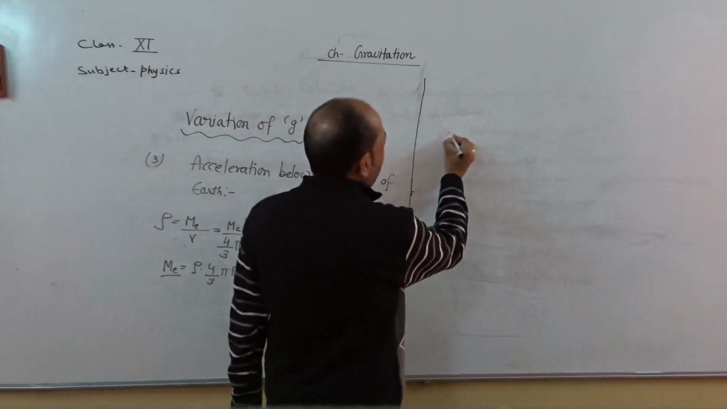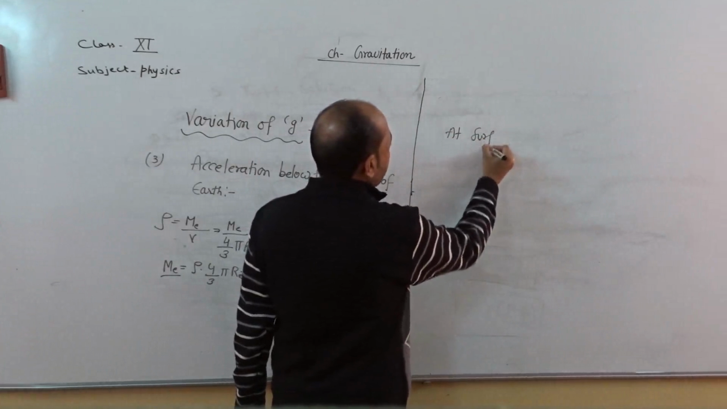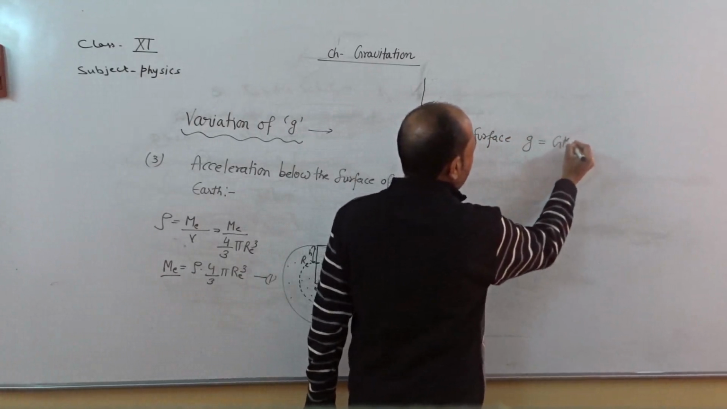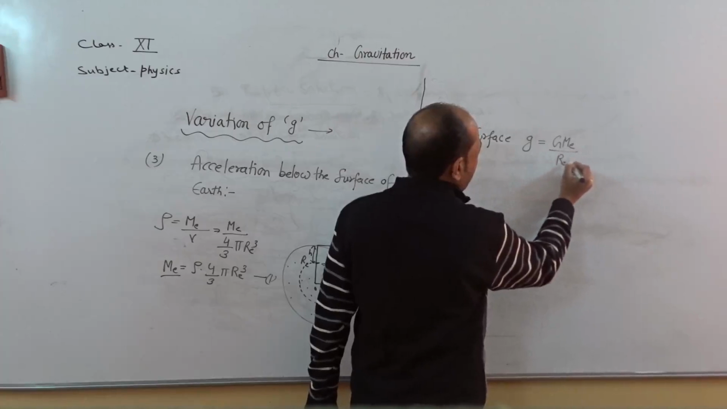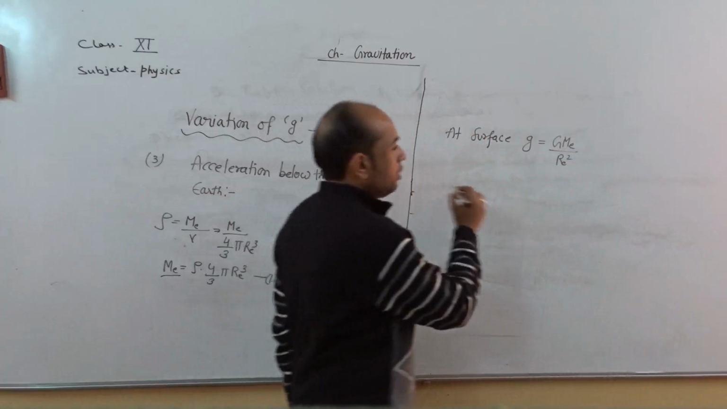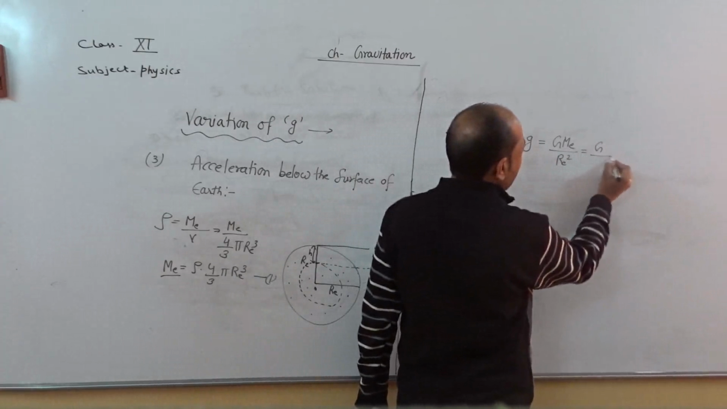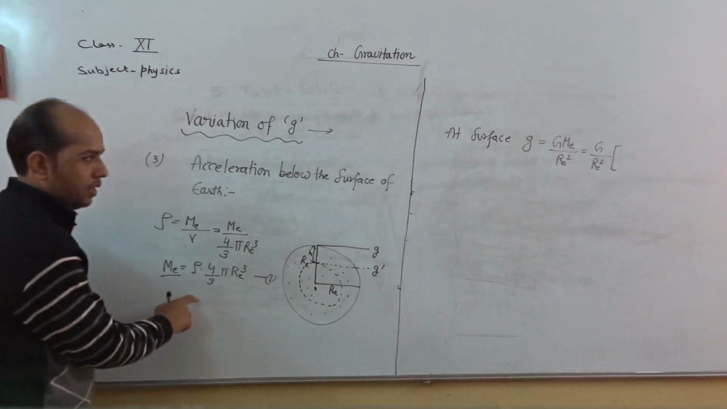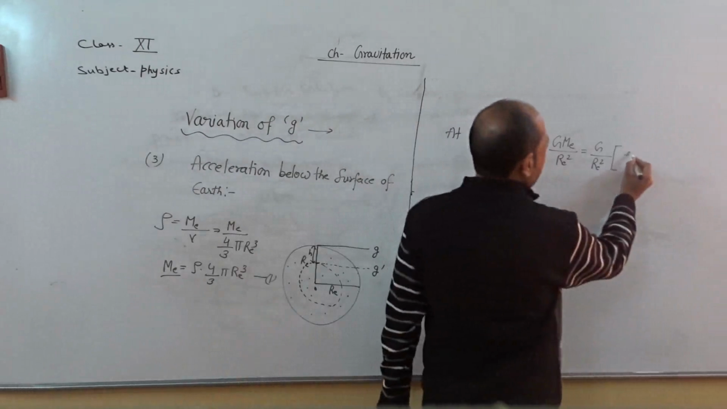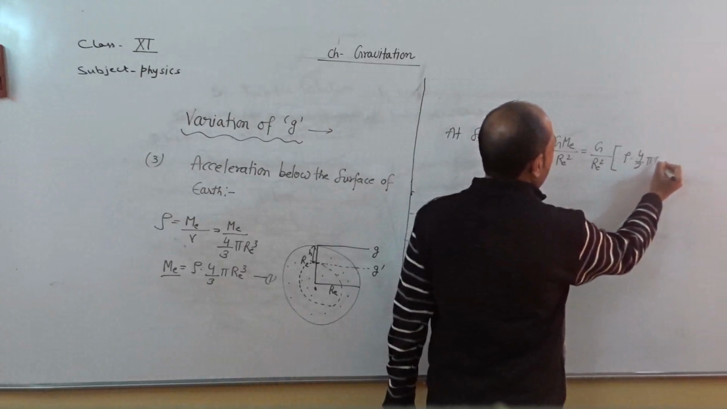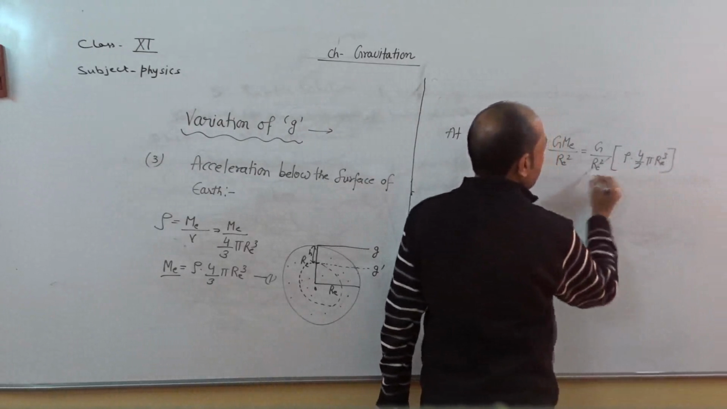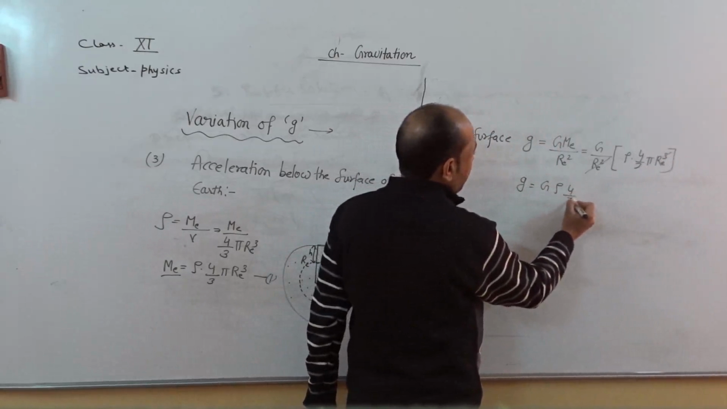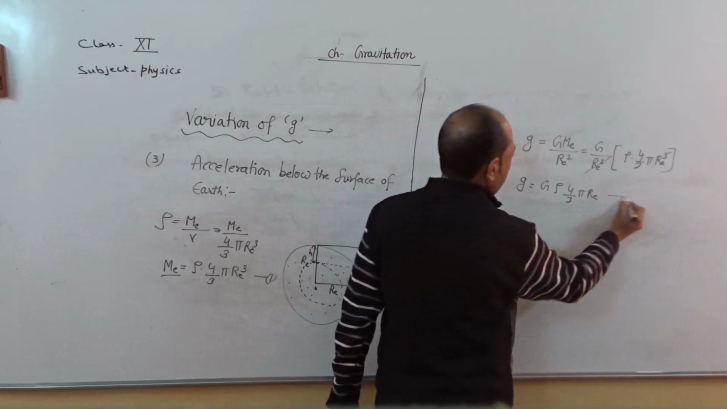Again we find at the surface, g equals G Me upon Re square. We have already calculated this. Now mass of earth is to be replaced. G and Re square remain the same, and mass of earth is in terms of density, so rho 4/3 pi and Re cube. So this cancels out and we have only G rho 4/3 pi Re, say equation number 2.